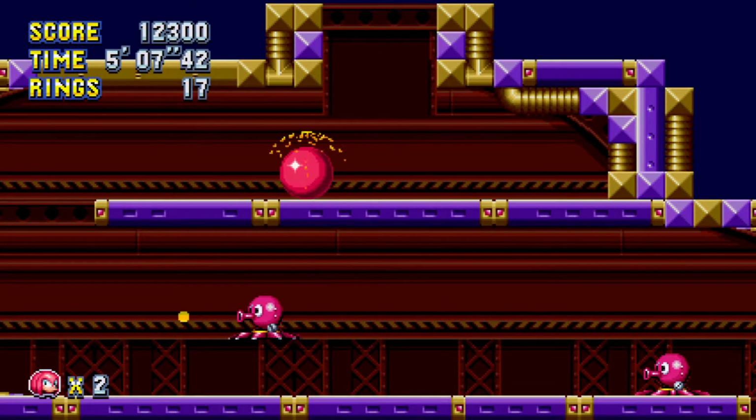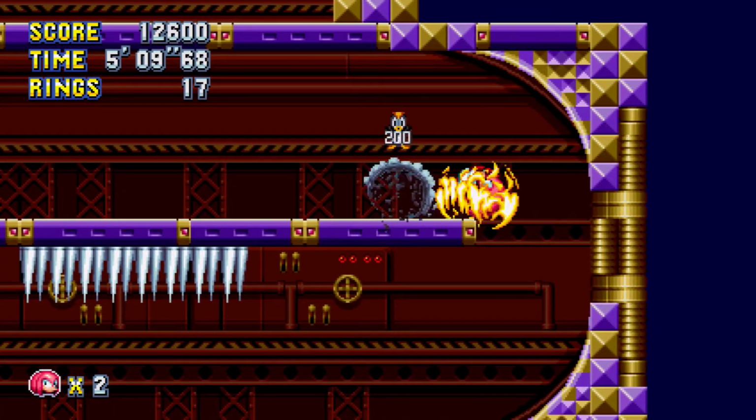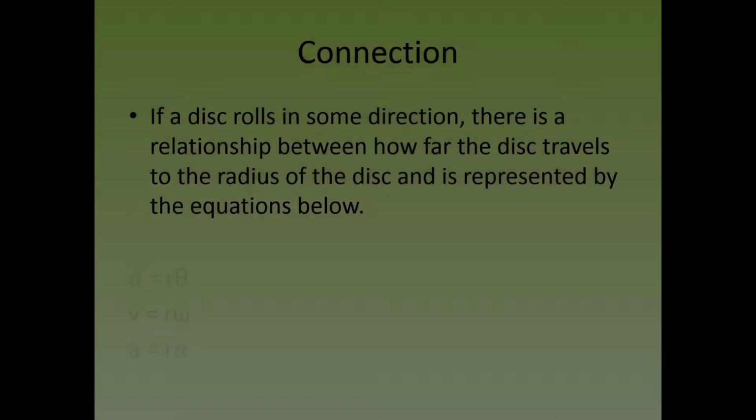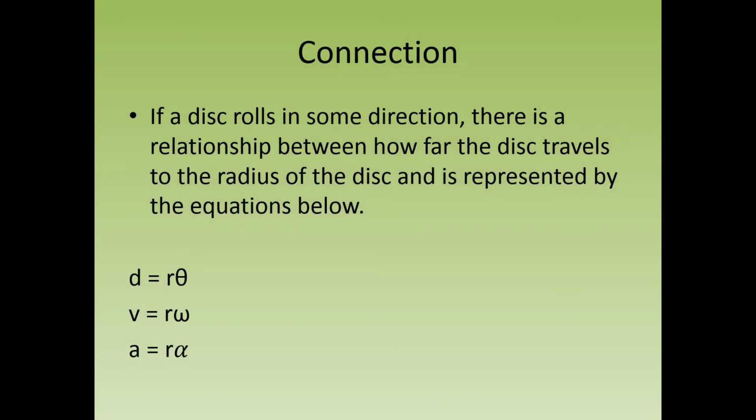An object is capable of moving linearly and rotating at the same time, but what's the connection? If a disk rolls in some direction, there is a relationship between how far the disk travels and the radius of the disk, and it is represented by the equations below.